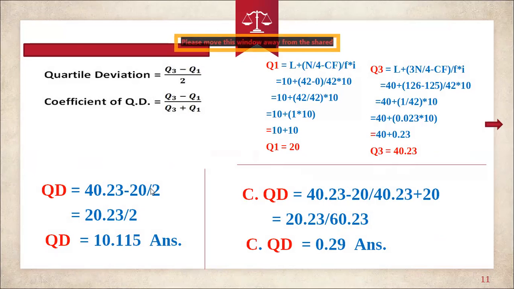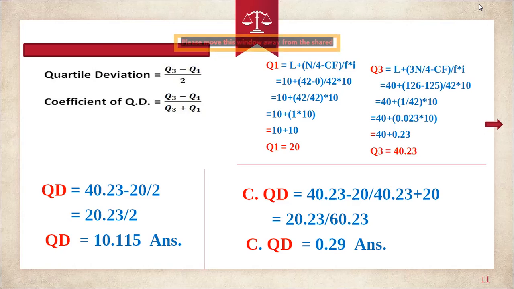40.23 minus 20, divided by 2. 40.23 minus 20, how much? 20.23 divided by 2, you are going to get the answer 10.115. Nothing but the quartile deviation is 10.115. This is the answer for quartile deviation. Is it clear?